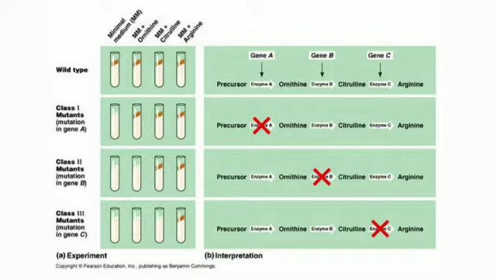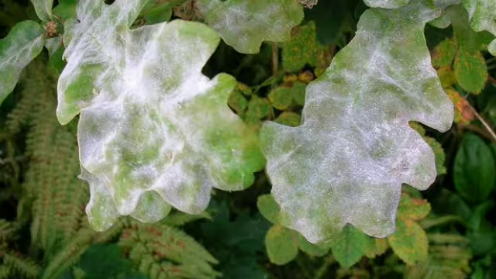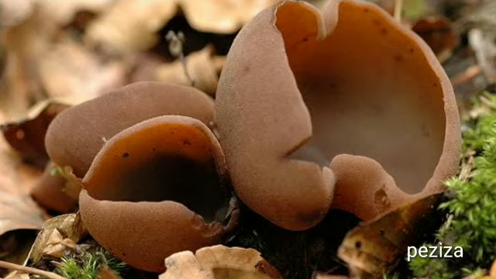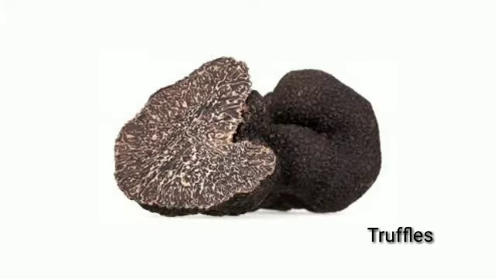The sixth one is Erysiphe. Different species of Erysiphe cause powdery mildew disease on plants. Erysiphe graminis tritici causes powdery mildew of wheat. Erysiphe polygoni causes powdery mildew of pea. Peziza is called cup fungi. Some members of Ascomycetes are known as truffles. It is an edible fungus.